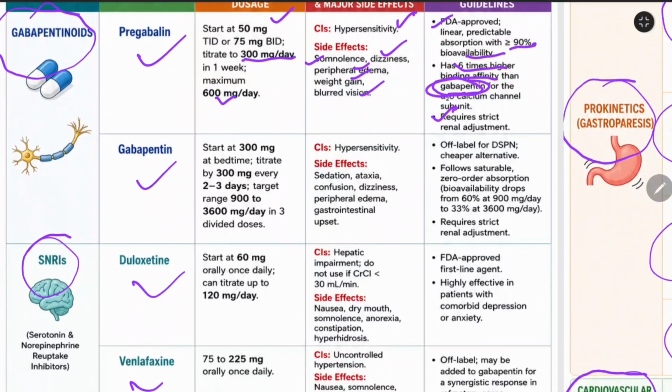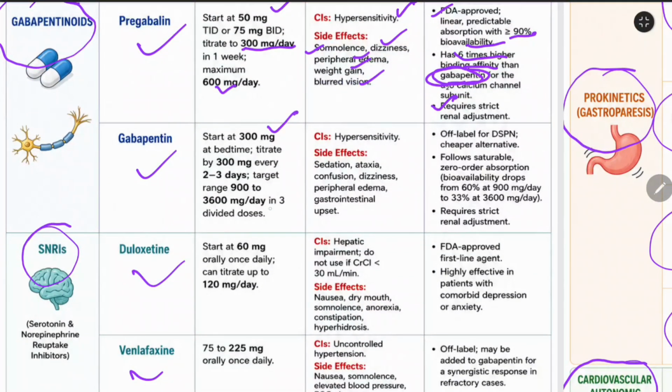That is important. Gabapentin: start at 300 mg at bedtime, and the target, meaning the therapeutic dose, is 300 mg TID. Maximum you can go up to 3600 mg. Same side effects: sedation, ataxia, confusion, dizziness, peripheral edema, GI upset. It is off-label for DSPN. It is a cheaper alternative. Absorption is saturable, the bioavailability is less compared to pregabalin, and this also requires renal adjustment.